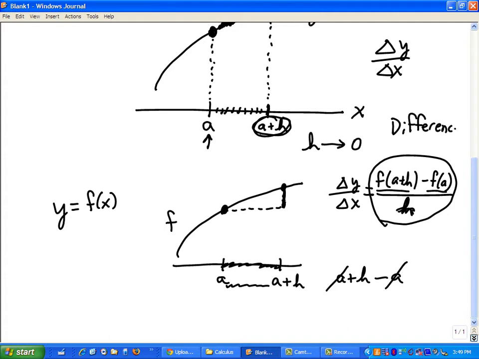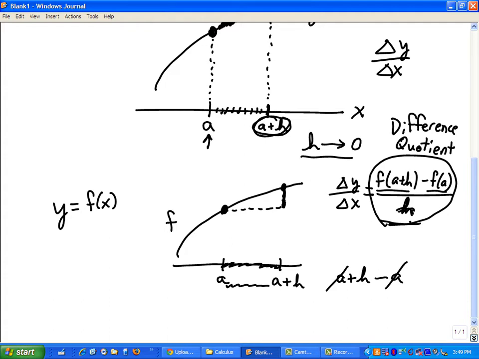And it represents the average rate of change. No surprise. But what's new here is that if I think about letting h go to 0, maybe this difference quotient has a limit. And that limit would represent maybe the instantaneous rate of change. But what does it represent on this picture before I take the limit?